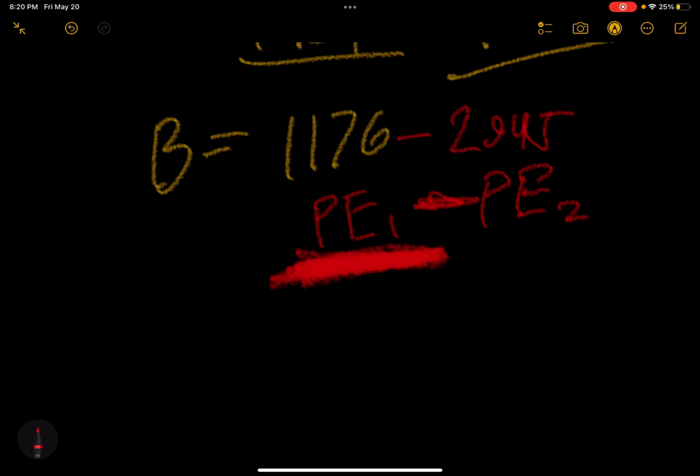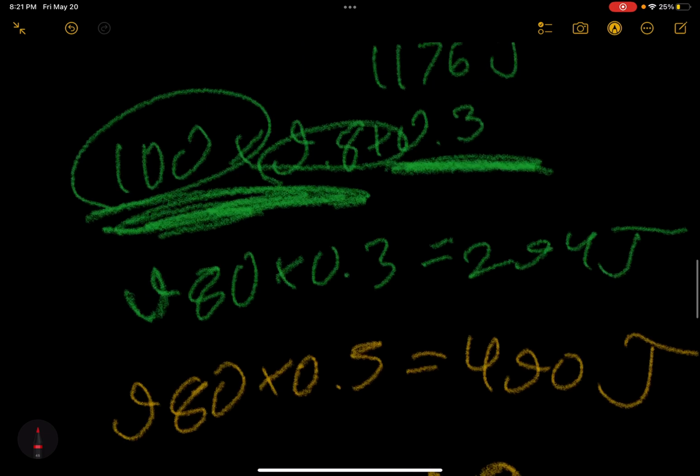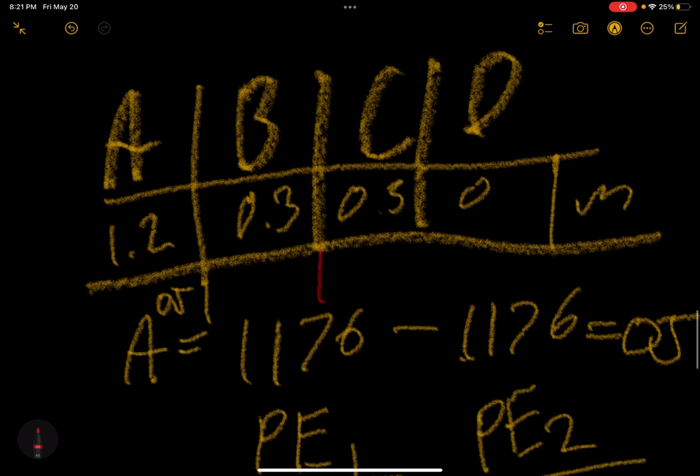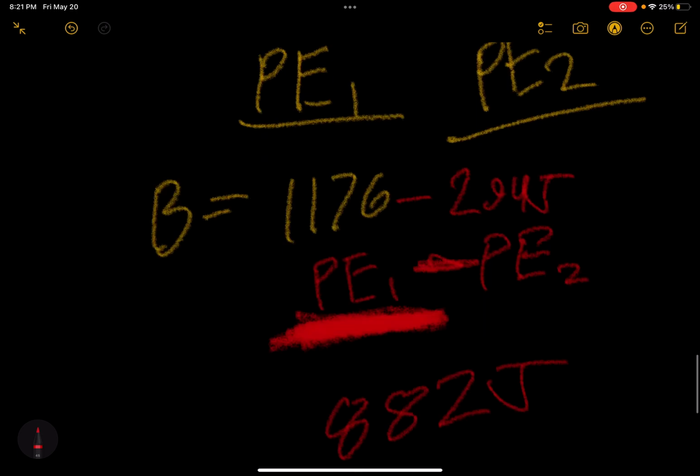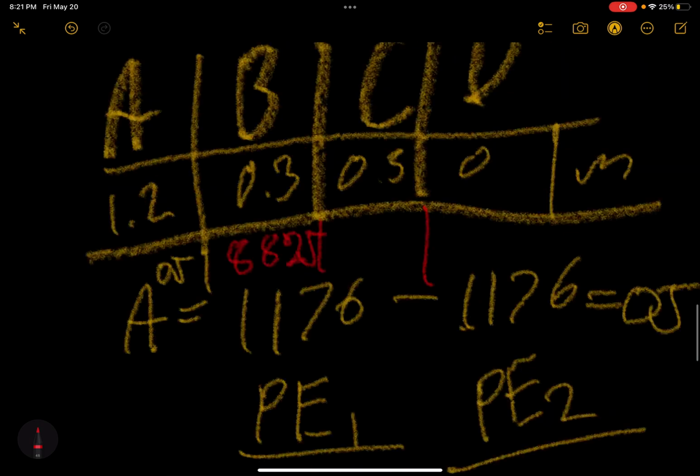And doing the math equals 882 joules. And I think you guys might be able to catch this, but there's something really fascinating. Well, not really, but something that proves that we are right. Next, 0.5. C equals 1176. That's initial, right? 1176 minus what we have for C.